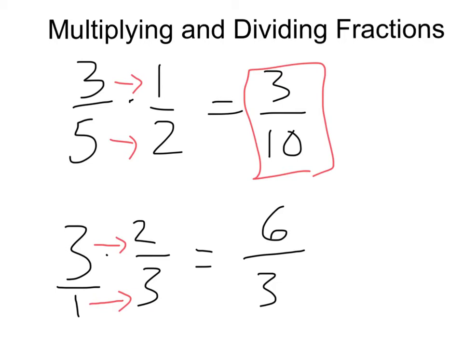Now, looking at my answer here, I have 6/3. Notice, this can be simplified. We always want to simplify our fractions. I know that 6 divided by 3 is going to be 2. This is going to simplify to 2. So our answer for this would be 2.